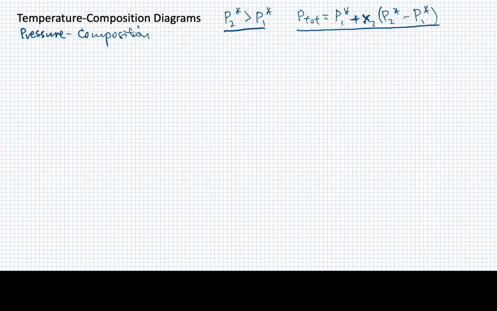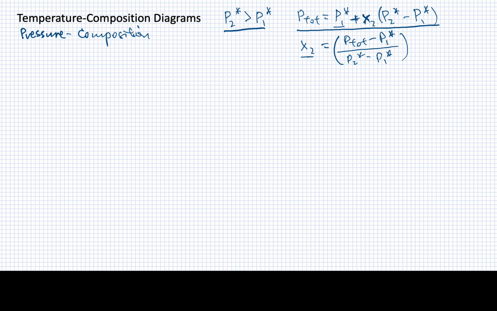Now, one of the things that we're going to need to do is solve this expression for x2, so let me go ahead and write that down. If we were to solve for x2, we would subtract p1 star from both sides, so we would get p tot minus p1 star, and then we would divide that by p2 star minus p1 star. So we could express the mole fraction of the second component if we know all these pressures, and 3 of them actually are determined by the identities of the components themselves, and the 4th one is the total pressure of our mixture.